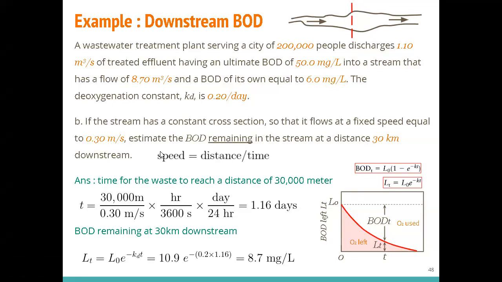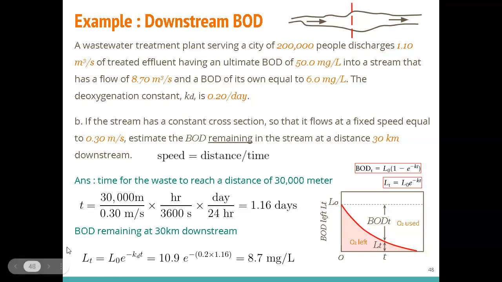Distance 30 kilometers, speed 0.3 meter per second, turn that back to time. What is the time? The time is here, right? 30 kilometers divided by the speed. And we turn that back to the number of days because the reaction rate constant is per day. So you might have to change the unit of your time to day. Okay, 1.16 day. So your river travels 30 kilometers in 1.16 day. That's the meaning for this.